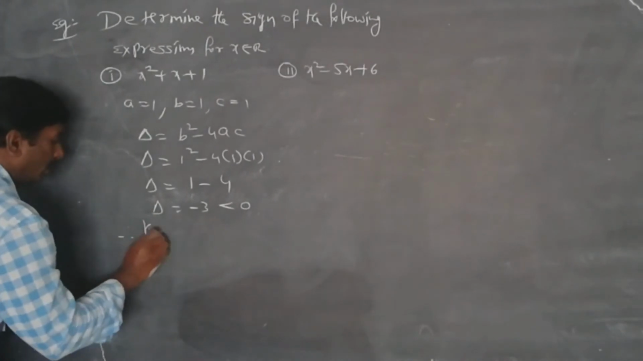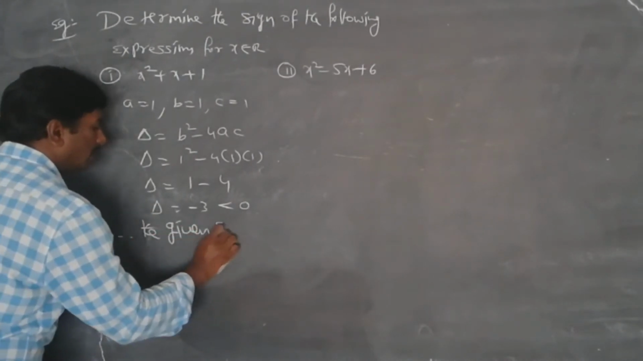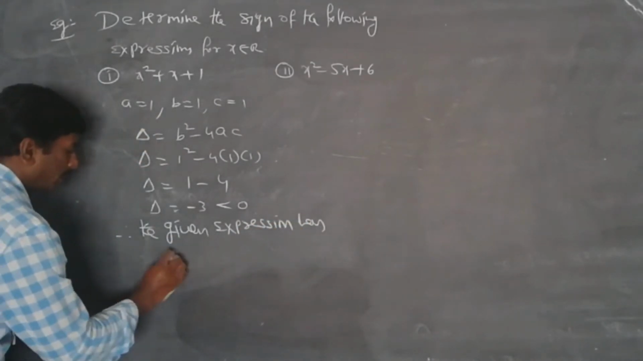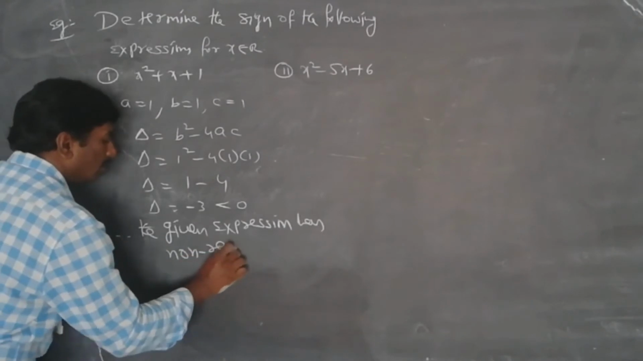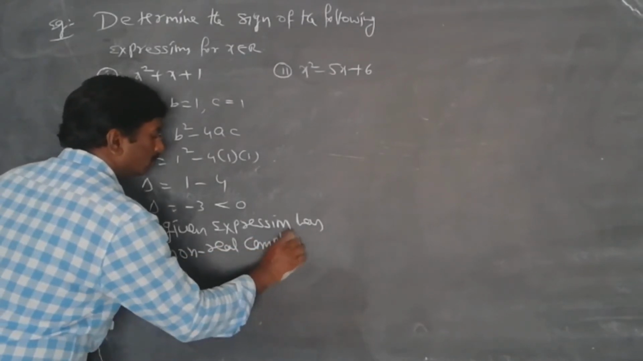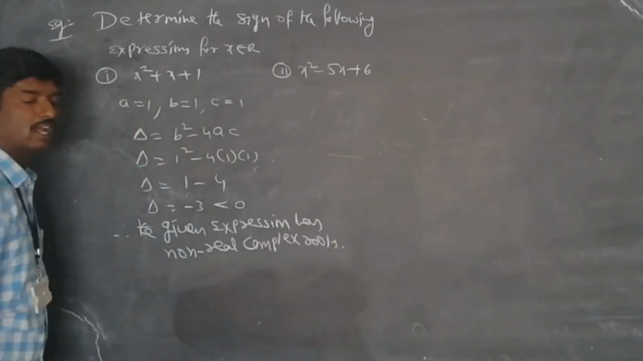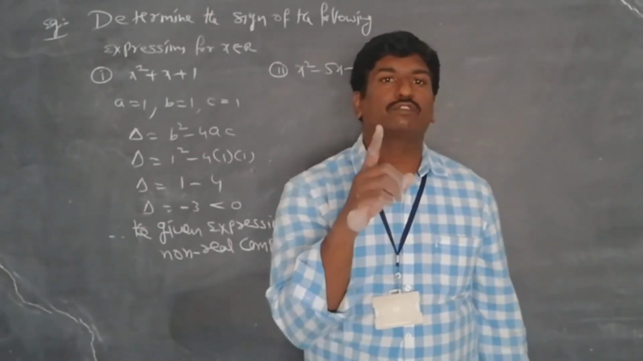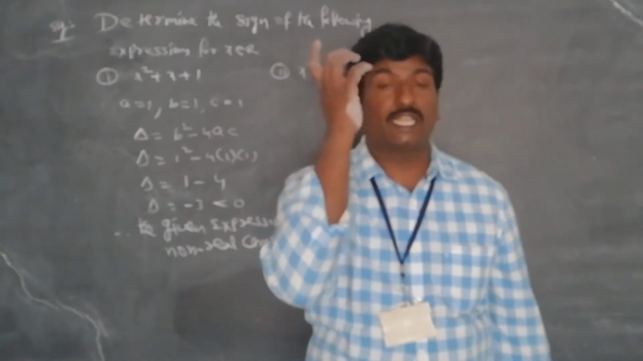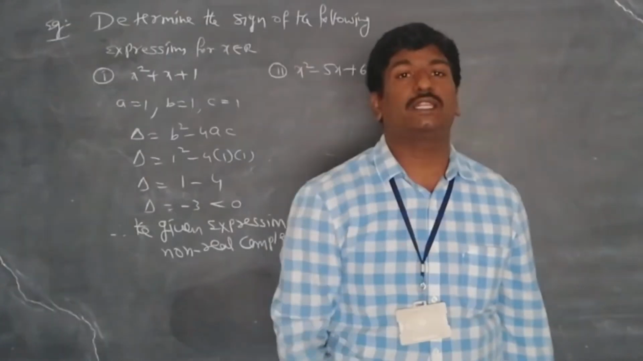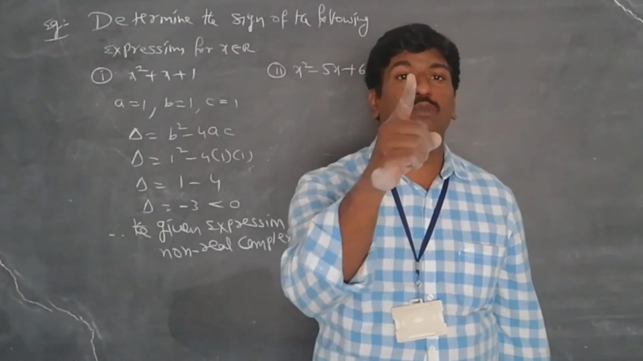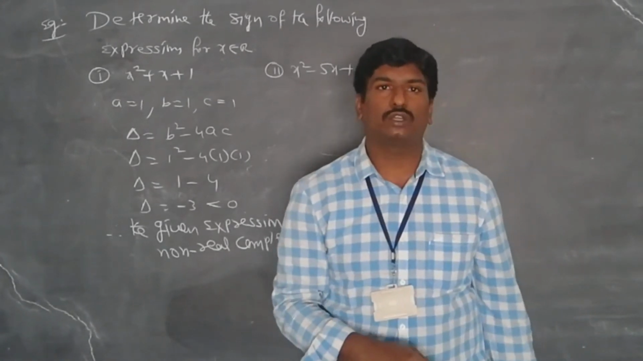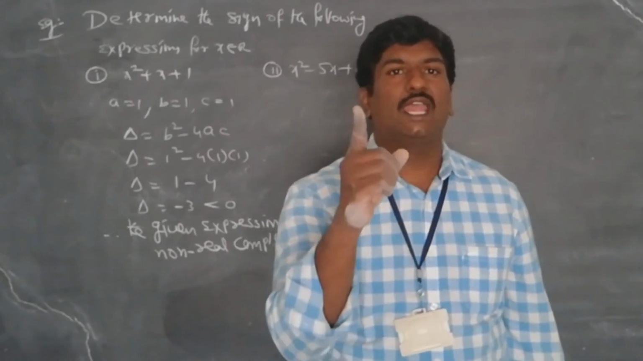Therefore, the given expression has non-real complex roots. Now see the first note. What did I say? ax square plus bx plus c is a quadratic expression. If the roots are non-real complex numbers, then what did I say? The expression and the coefficient of x square have the same sign. You just see the first note: ax square plus bx plus c and a have the same sign.